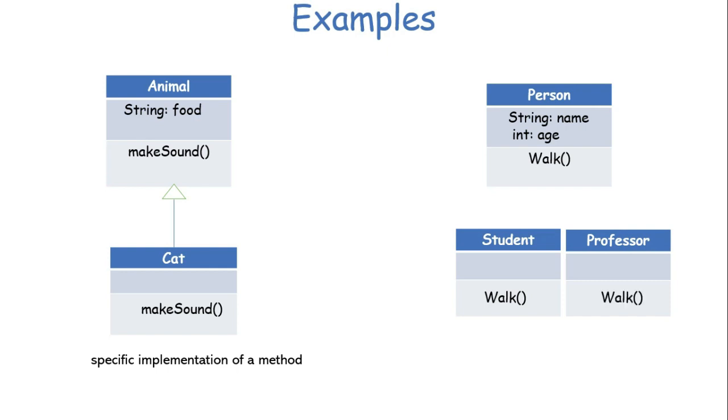The same with professor here. And then this method must have the same parameters as in the parent. In this case, we don't have parameters. And then student and professor must extend the person class, or the relationship is an inheritance relationship or is-a relationship. By doing this, we can have multiple implementations of the same method, which is, student will have its own implementation of the walk method and professor will have its own implementation of the walk method.